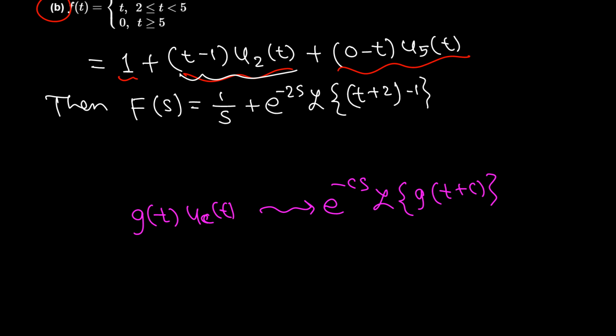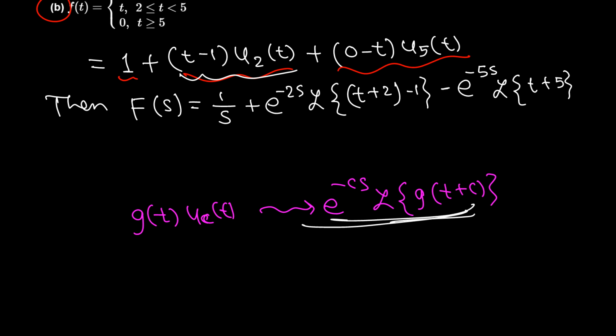minus 1. This is negative t, by the way, negative t u5(t), and the Laplace is e to the negative 5s, and Laplace of, we have t, but it's t plus 5. Just using this rule, now we can finish the problem in the next line.